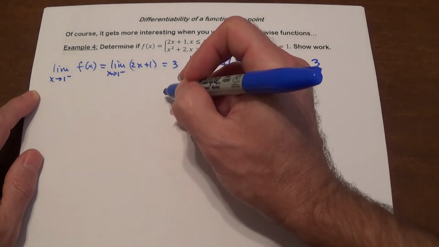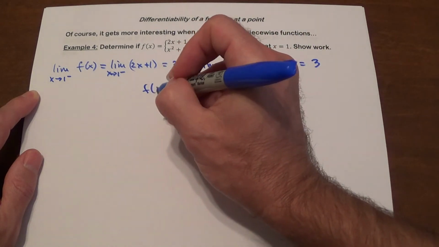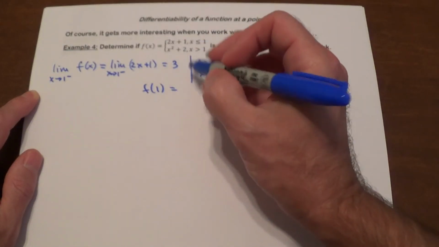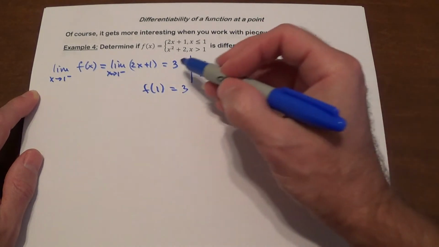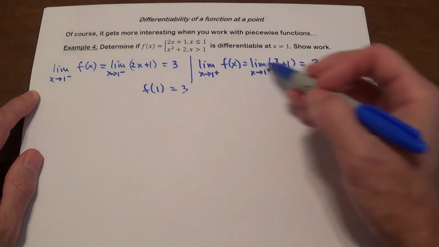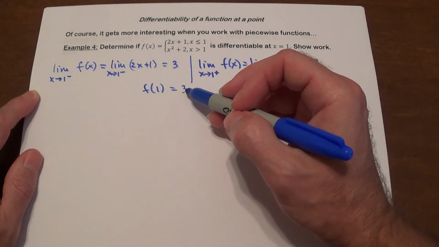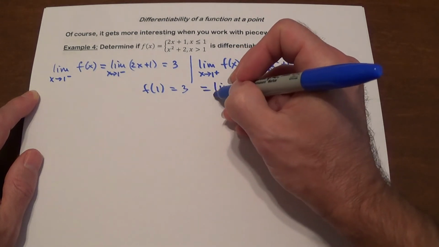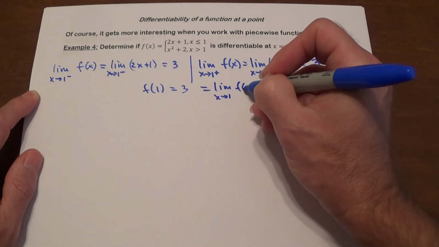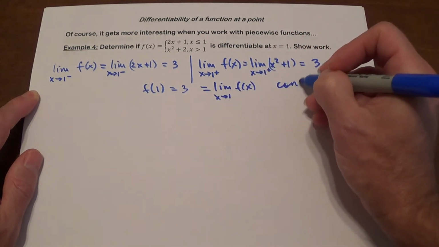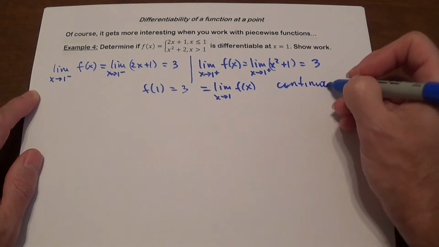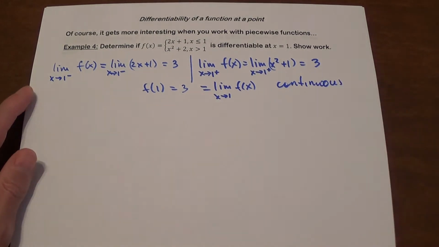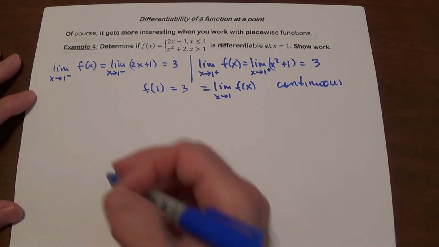What about f of 1? F of 1, we plug it into the first function, is 3. One-sided limits exist, therefore the limit exists. The function is defined at that point, same value, which equals the limit as x approaches 1 of f of x. The function is continuous. So now we can go ahead and check differentiability.